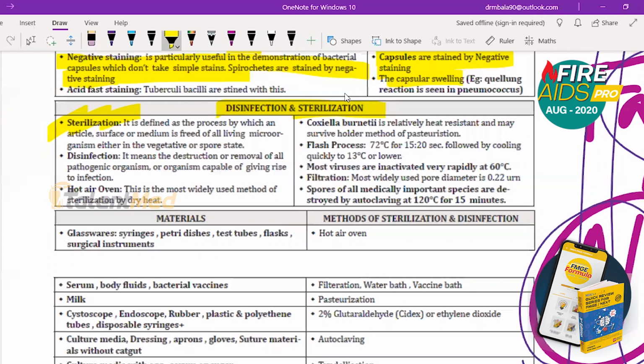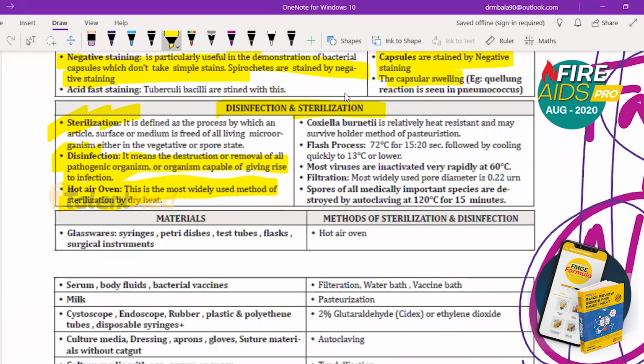That is sterilization. But look at disinfection. This means removal of all pathogenic organisms or organisms capable of giving rise to infection. But this does not deal with the spores. Sterilization deals with the spores also. Hot air oven is the most widely used method of sterilization by dry heat. So that point you need to know.